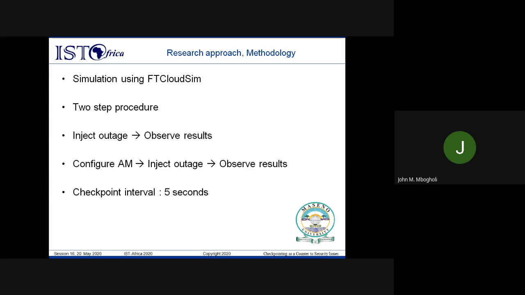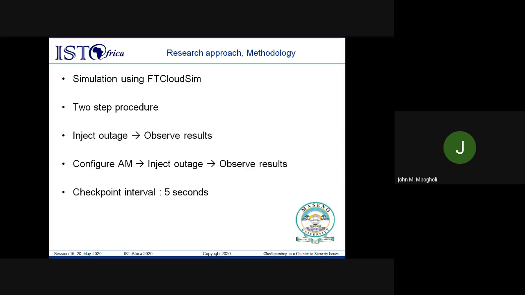So how did we go about the research? What was our approach? Our approach was to use CloudSIM, or rather an extension of CloudSIM called FT CloudSIM. FT CloudSIM is short for fault-tolerant CloudSIM. This is an extension of CloudSIM which allows us to simulate checkpointing. CloudSim by itself cannot simulate checkpointing, and so what FT CloudSim does is that it adds 6 additional modules that allow us to simulate checkpointing.